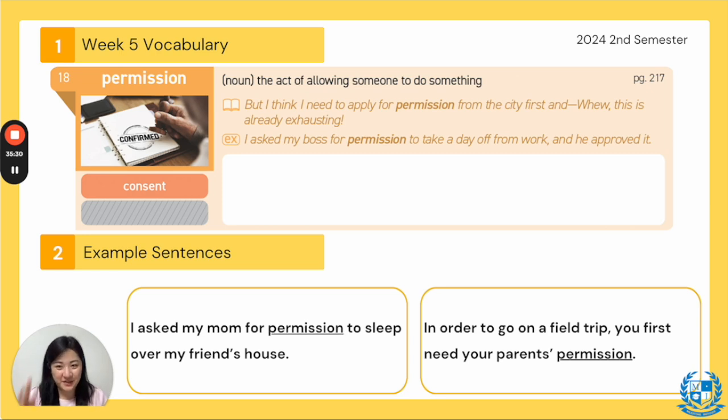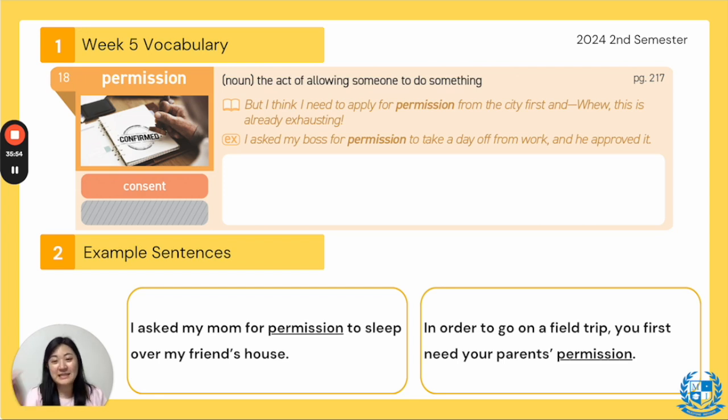1, 2, 3. I asked my boss for permission to take a day off from work, and he approved it. Oh, a nice boss. Say, hey boss man, can I take this Friday off? I feel kind of sick. And then he goes, okay, you can. So the act of allowing comes from the boss.